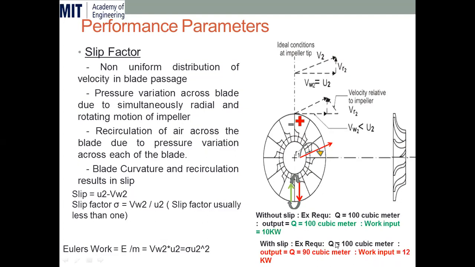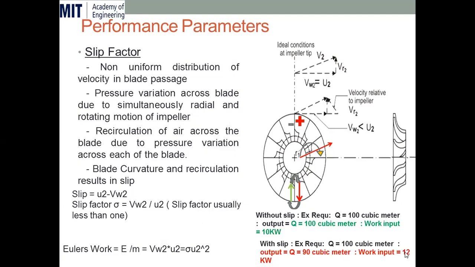Let's say the work input increases to 12 kilowatt. For the same requirement of 100 cubic meter of air, due to loss of air in recirculation we have to supply more work input to the compressor. This is a loss, and due to the work input increasing, the efficiency or performance of the compressor decreases. Remember, this is a power absorbing machine, so increasing efficiency means less input work, and more work means efficiency decreases.